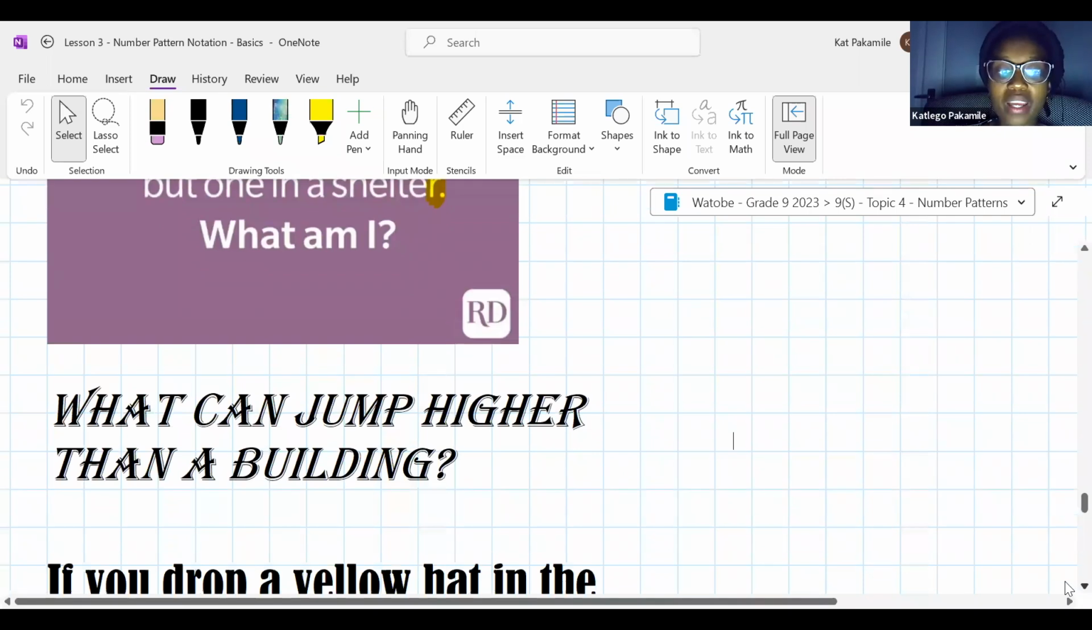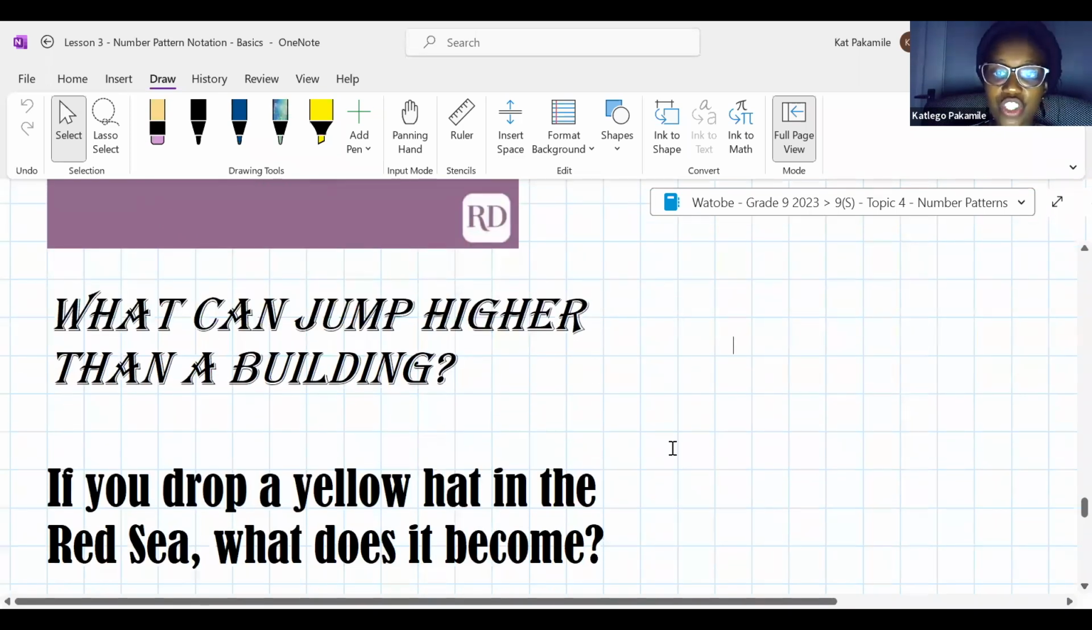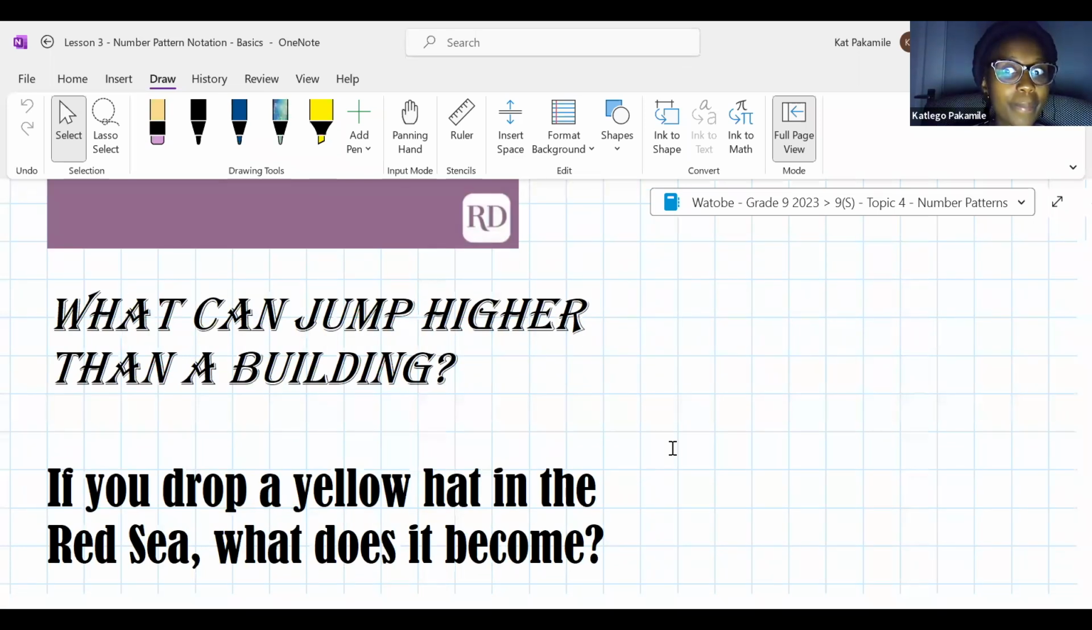If you drop a yellow hat in the Red Sea, what does it become? Sun. A yellow hat in the Red Sea. Orange, red, what? An orange sea. It becomes wet, guys. That's all.